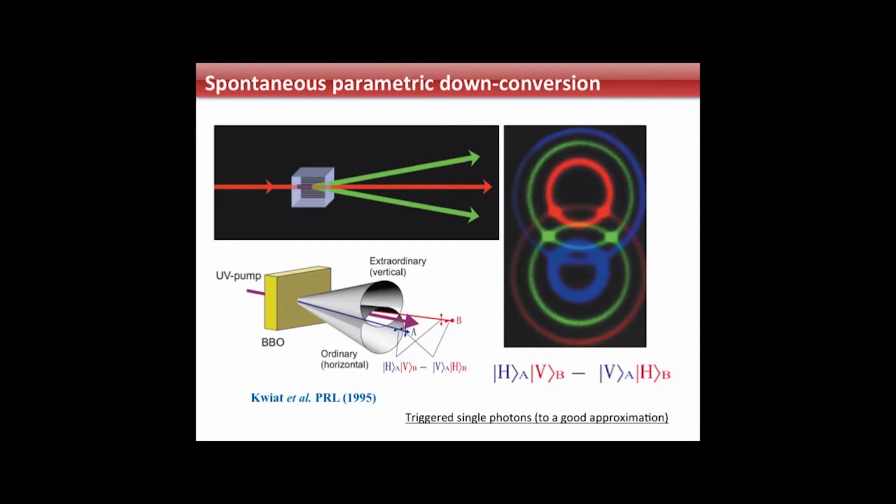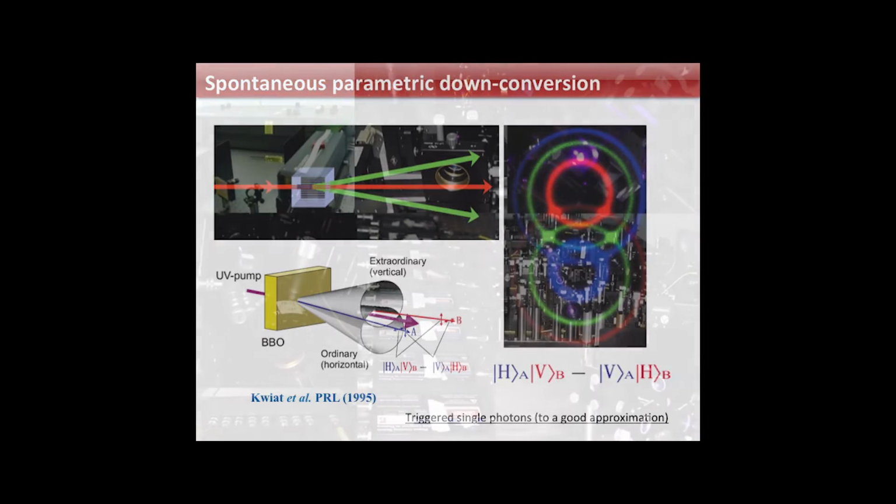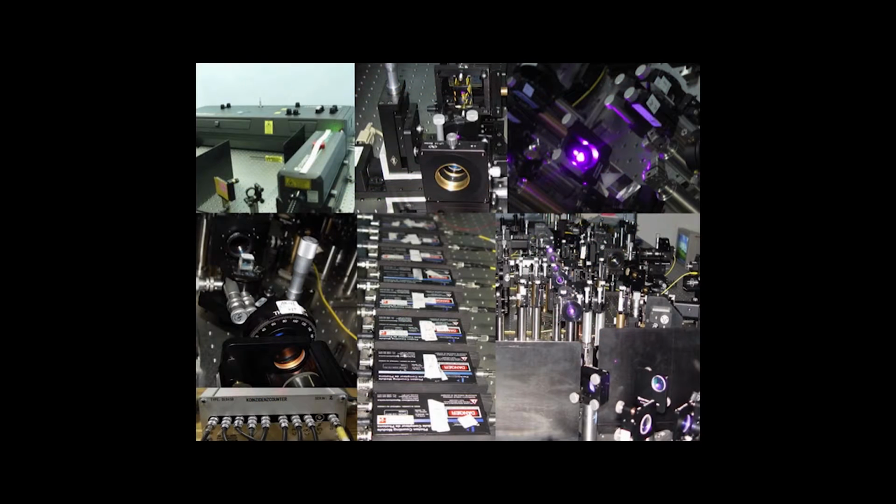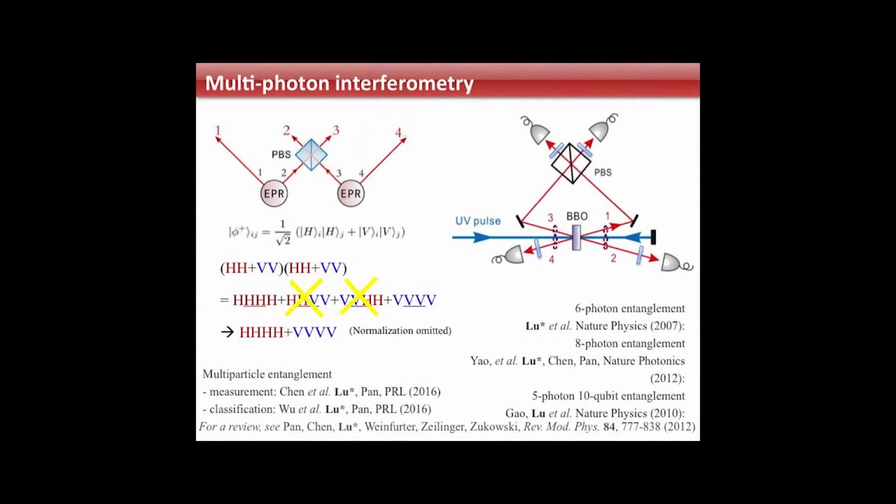One approach to produce single photons is a nonlinear process called parametric down conversion. This was used for 6-photon entanglement when I was a graduate student. In this process, we shine a focused laser on a nonlinear crystal, and with a very tiny probability, like 10 to the minus 10, one photon will split into two, and these two photons are entangled. We can further combine these entangled photons into multi-photon entanglement, for example, 6-photon entanglement, 10-photon entanglement, 8-photon entanglement, and 5-photon 10-qubit entanglement.